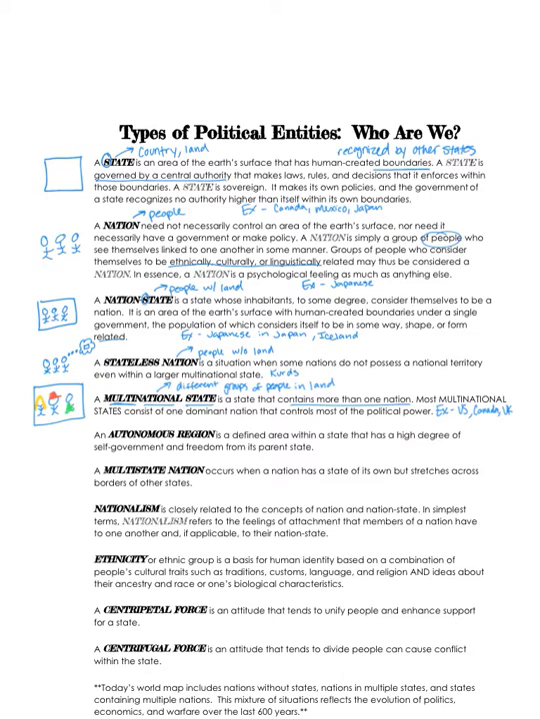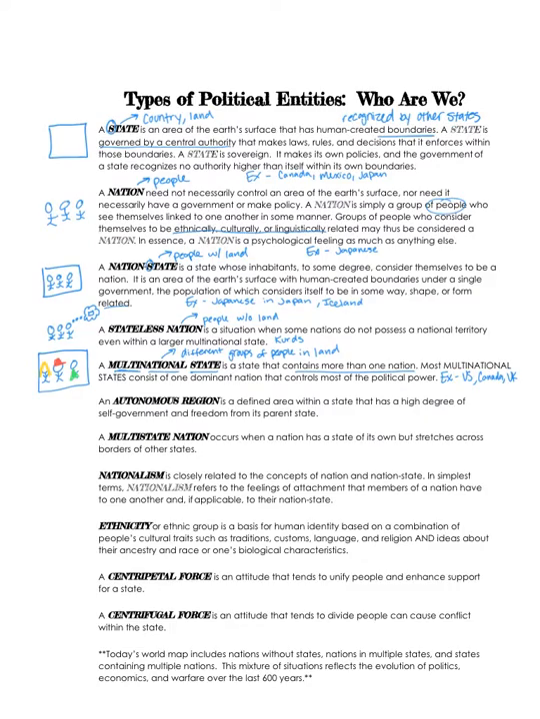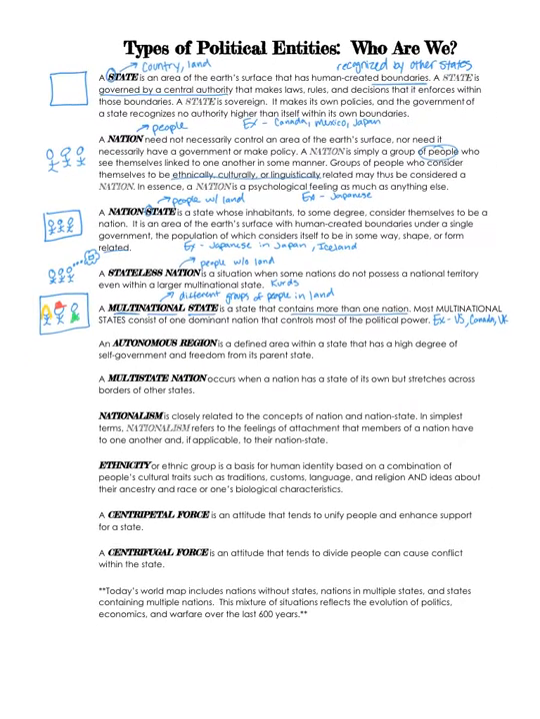Okay, now sometimes within a multinational state, you can have places called an autonomous region, and that is just an area within a state that has a lot of self-government or freedom. Usually this happens in very large states or very large countries where a government might be over a lot of people, right?